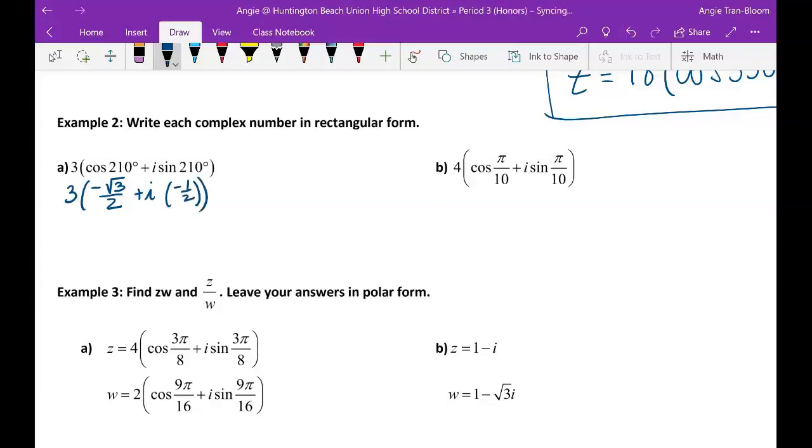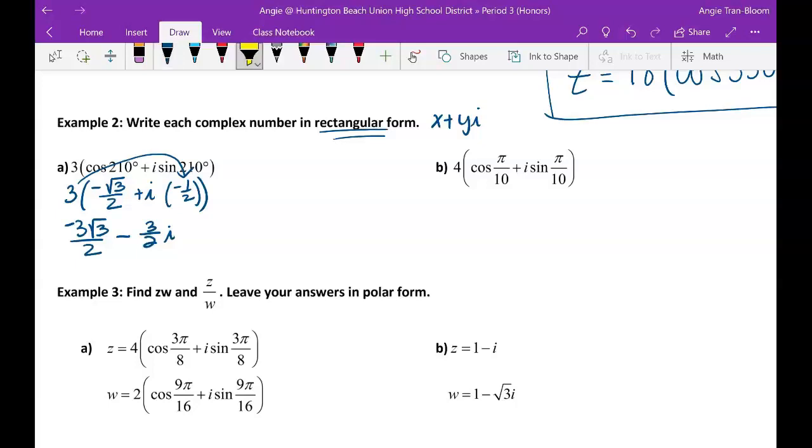What do we do from here? Remember, rectangular form is x plus yi. So from here, we can just distribute, and that's it. When we distribute the 3, it's negative 3 rad 3 all over 2. And I'm going to multiply the 3 by the negative 1/2, so this is negative 3 over 2, and I'm going to put the i behind it. This is the final answer. It was already in polar form, and now this is complex rectangular.